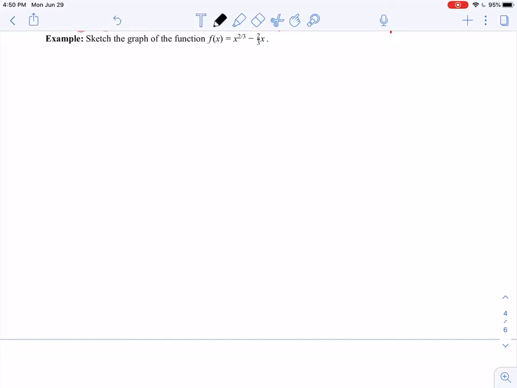Let's look at one more example of sketching curves, and I want to look at some behavior that we haven't really seen so far. This one will be a little bit interesting. It's not just another polynomial. We would like to sketch the graph of the function f of x equals x to the 2/3 power minus 2/3 times x. Remember that another way I could write this term is the cubed root of x squared, and I think that'll help us later on.